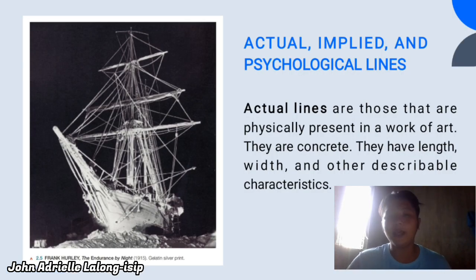So, actual, implied, and psychological lines. Actual lines are those that are physically present in a work of art. They are concrete, they have length, width, and other describable characteristics. Makikita natin sa ating figure na nakapost sa PowerPoint, ito ay isang galleon. Kitang-kita natin kung ano yung form and shape ng isang galleon through these lines. Lines pa lang po siya.